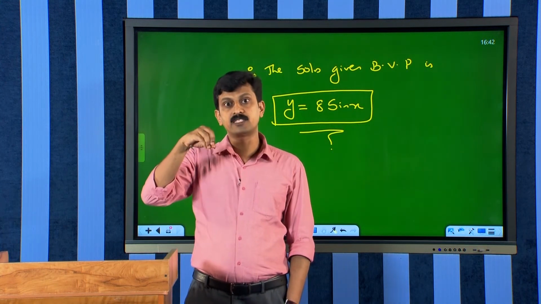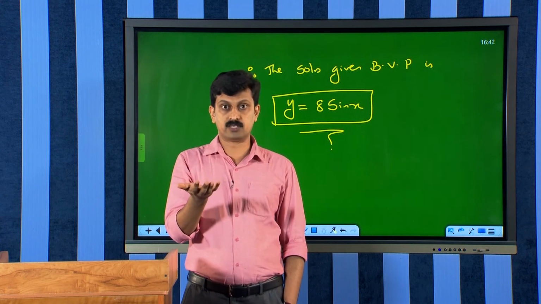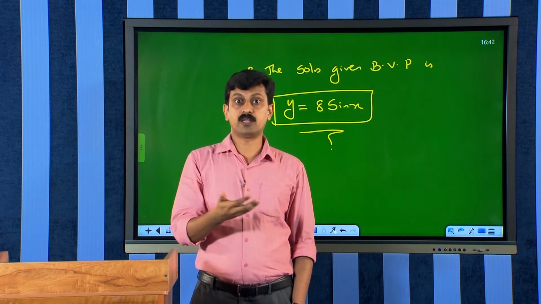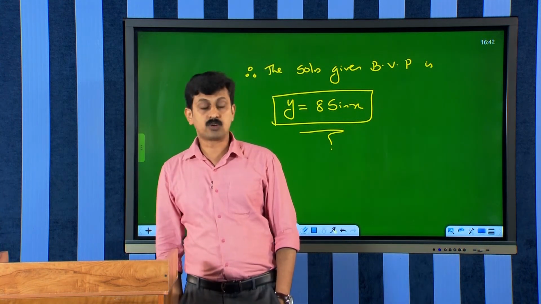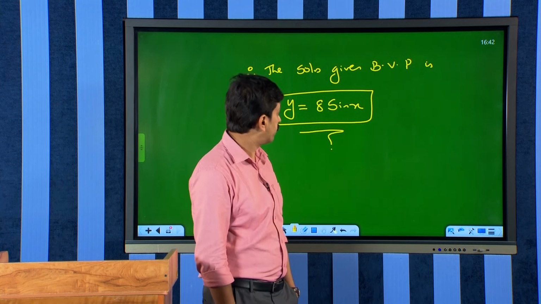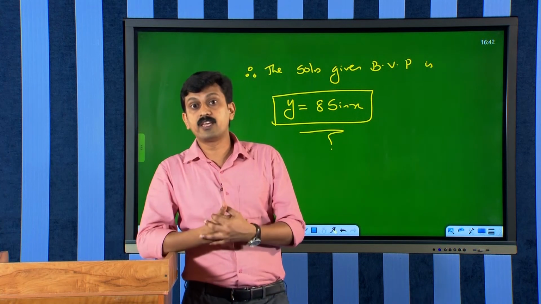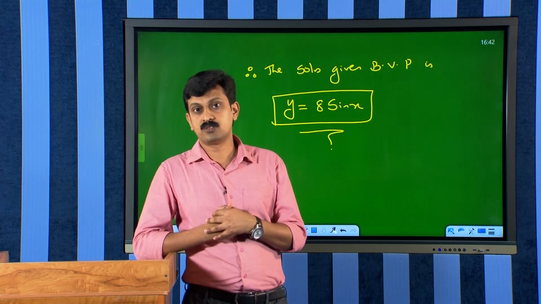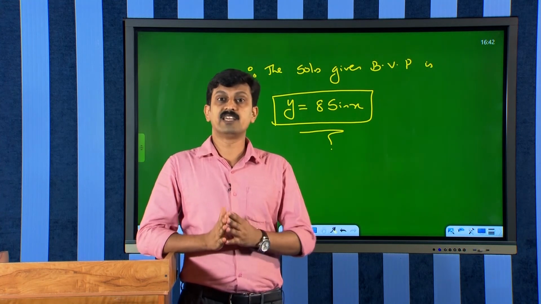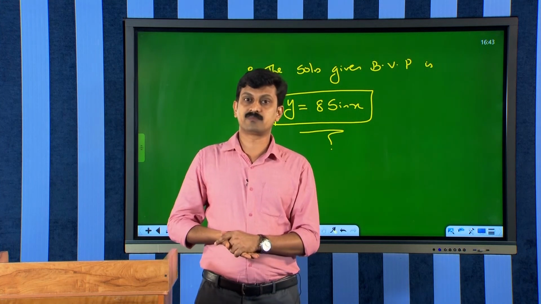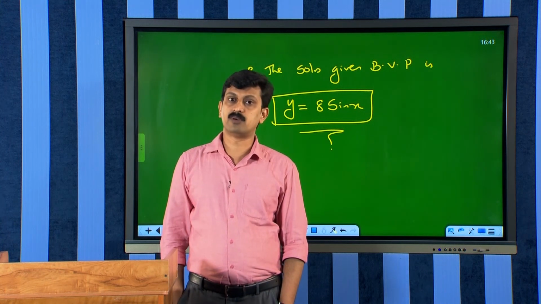If we apply the initial conditions y of x naught and y dash of x naught, we get particular values for C1 and C2, or otherwise y of A and y of B, where A and B are the boundary points of the interval I. In both cases we get particular values of C1 and C2, so we can have a particular solution. So in the case of a boundary value problem and an initial value problem, we definitely get a particular solution for a differential equation. That is the very nice idea and concept of the initial value problem and boundary value problem.